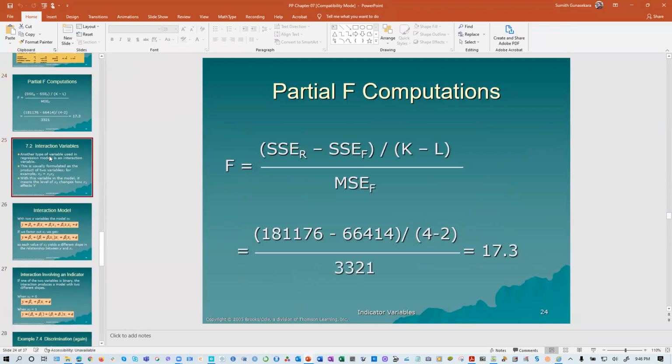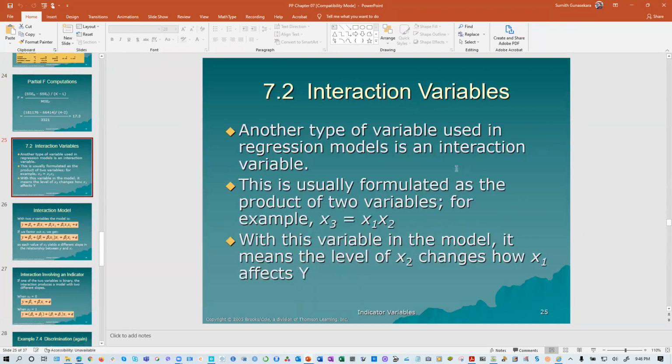So in addition to that, now what they are trying to do is introduce the interaction term. That means there might be another type of variable used in the regression model, the interaction. Sometimes there might be interaction between two variables. With this variable in the model, it means the level of x2 changes how x1 affects y.